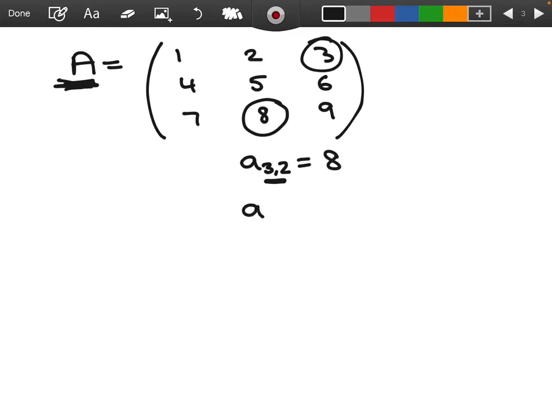If, for example, I was looking at this 3 here, that would be a_{1,3}. Again, I've used that lowercase a, and then it is in the first row and the third column. So you always do row, comma, column.